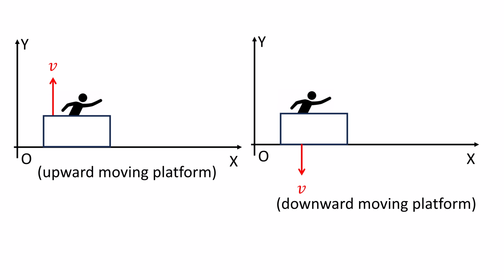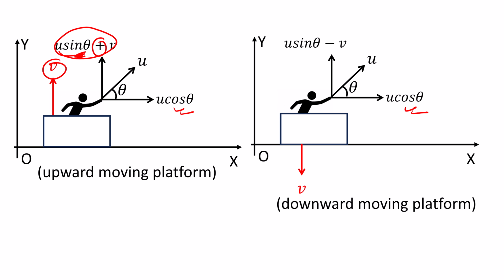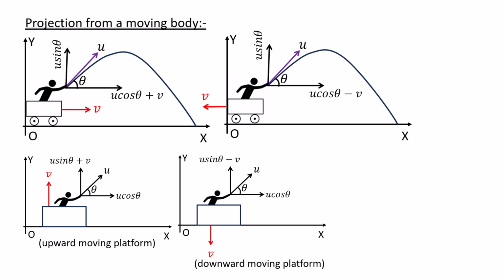Here we have an upward moving platform. He or she throws a projectile with velocity u. This is u cos theta, and this is also u cos theta. In the vertical direction, the directions of u sin theta and v are the same. That's why we take plus here. So the initial vertical velocity for the projectile becomes u sin theta plus v. And in the case where the platform is moving downward, the initial vertical velocity becomes u sin theta minus v. This is the summary of the cases: 1, 2, 3, 4.